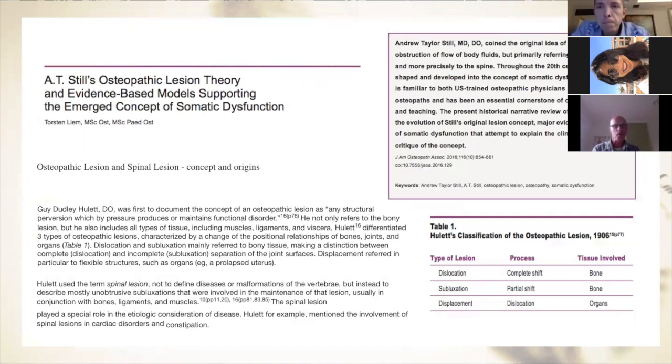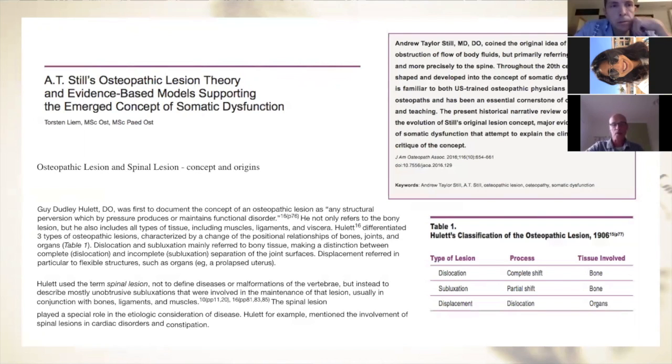So the first one we're going to be talking about is Hewlett's ideas, and he was one of the first people to document this lesion as a kind of structural perversion, which may produce or maintain functional disorders. So it not only refers to bone anomalies or bony lesion, but also includes surrounding tissues, muscles, ligaments, etc. Differentiating three types into basically those that relate to bones, joints, and organs. So if you see table one, that gives an illustration of that.